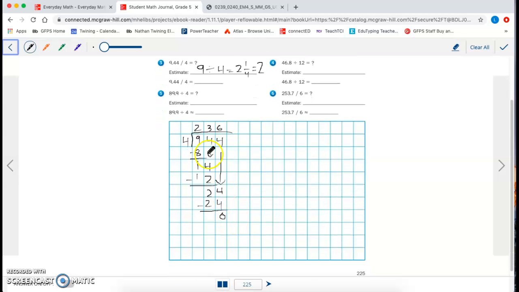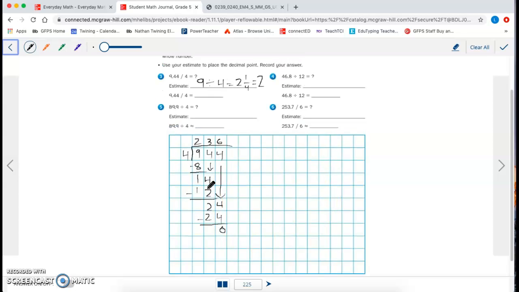Now, as you can see, I did one problem, and I used quite a large space in my grid. There's a chance that you won't be able to fit all of your problems on this grid, so that means you'll just have to grab a scratch sheet of paper.